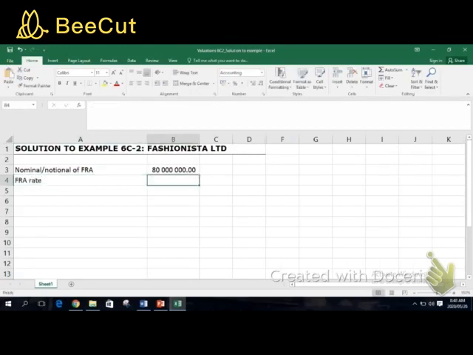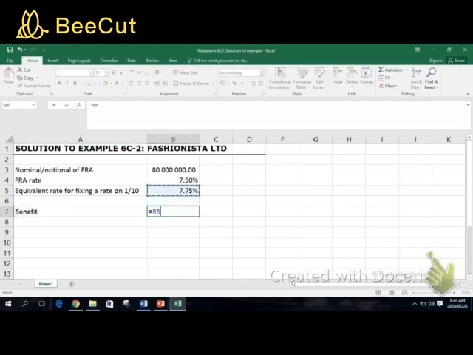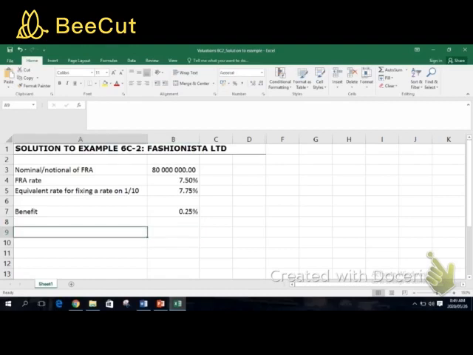Now, the next thing I'd like to build in here is what is the forward rate that we have locked into the agreement. You're right, it's 7.5%. Now, what do we need to compare that with? We need, on valuation date, to look at what the equivalent rate for fixing an interest rate on 1 October would be. And that is 7.75%. And so what do we find here? We find that we have a benefit arising, and that benefit is the 0.25% per annum, by which that equivalent rate for 1 October exceeds the forward rate.